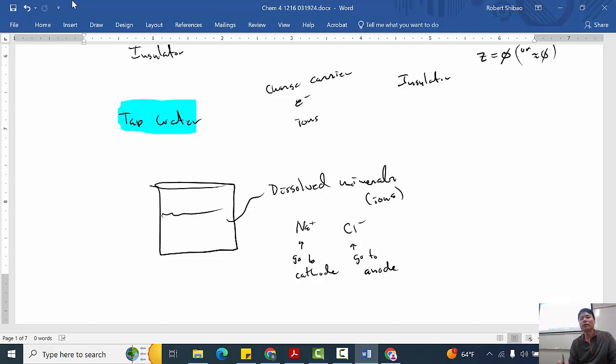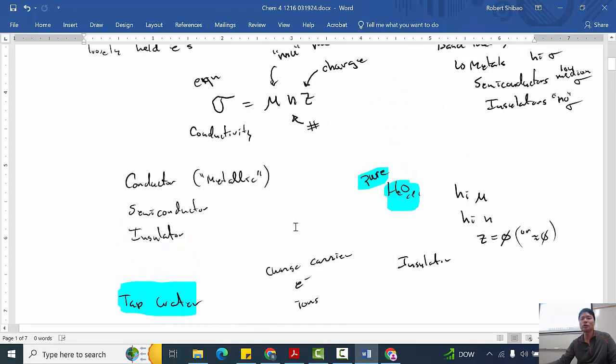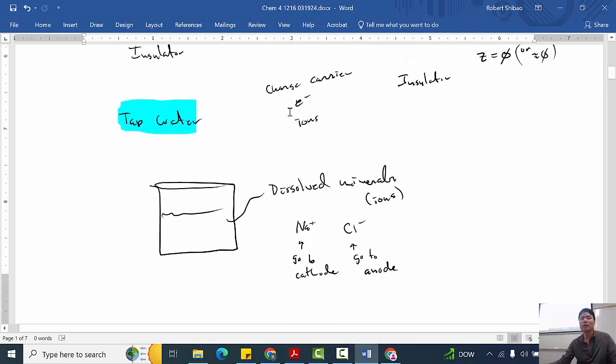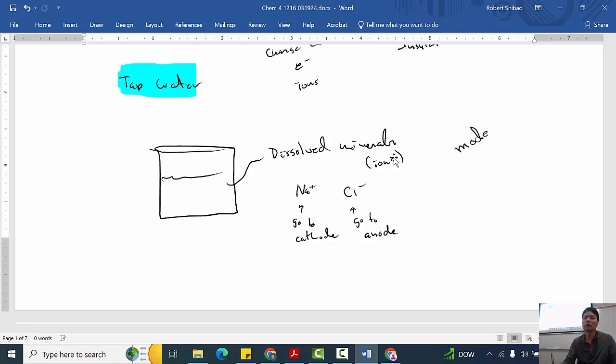And so both of these will conduct electricity, because all we need for the conduction of electricity is a charged particle, and we need some number of them. In tap water, there's enough to dimly light the bulb. And so what would you say the conductivity of tap water was? Yeah, medium, or we'll just call it a moderate conductor of electricity.